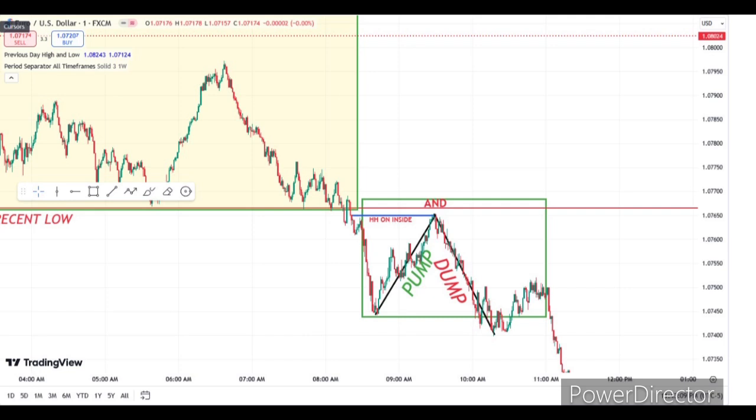So here we're taking a quick look at the New York session, that green box, right? That's 8:30 to 11 a.m.